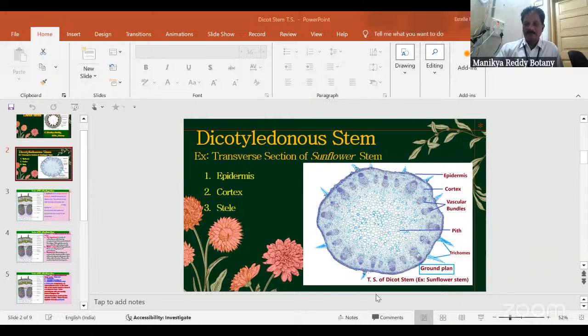Next, let us see the detailed structure of the vascular bundle. This is a conjoint, collateral, open type of vascular bundle. In each vascular bundle, xylem tissue is towards the center. Phloem is towards the pericycle. This is phloem tissue, which is towards the pericycle. This is the pericycle patch.